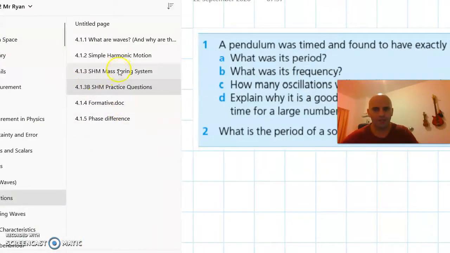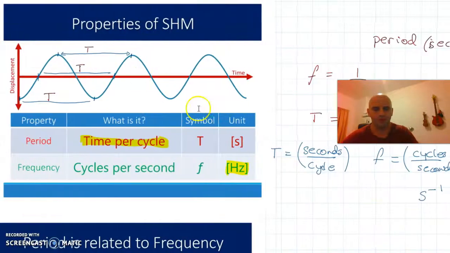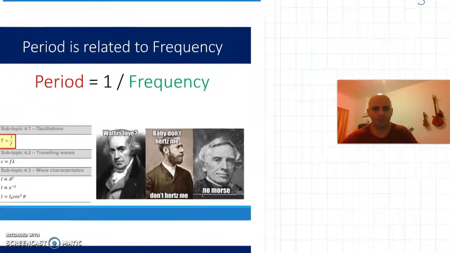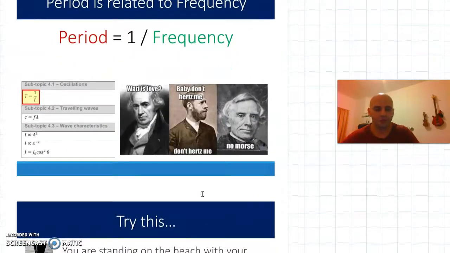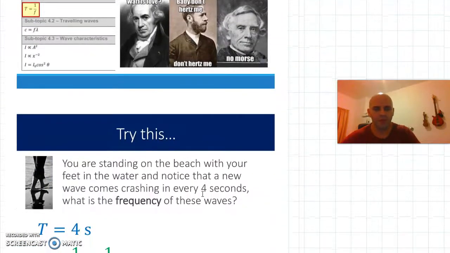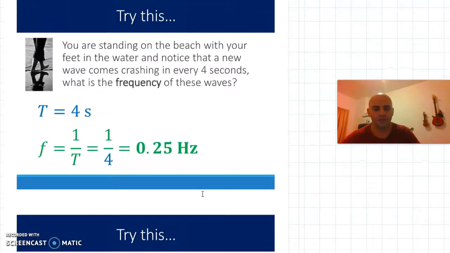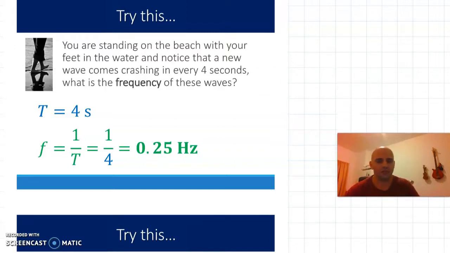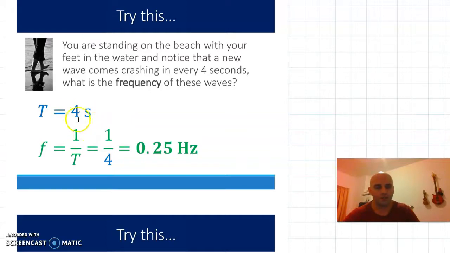Let me come back to our main page. So there's our relation: period is 1 over the frequency. If you take a very simple sample question, you're standing on the beach with your feet in the water, and you notice that a wave comes crashing in every 4 seconds, then you're literally plugging your numbers into your equation. So this would be seconds per wave, or seconds per cycle.